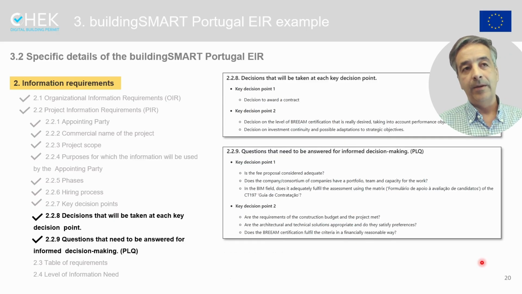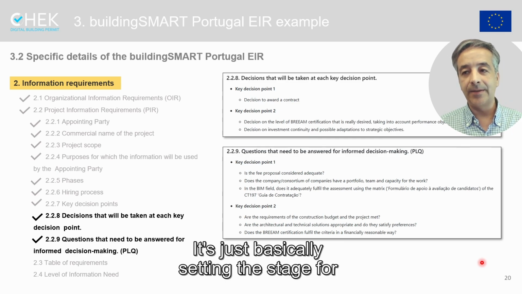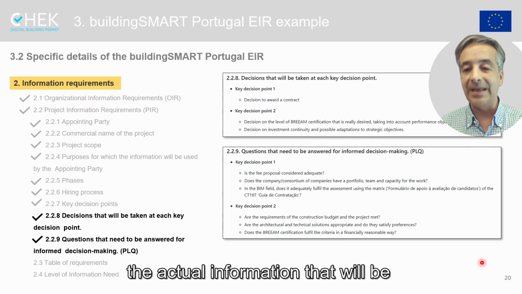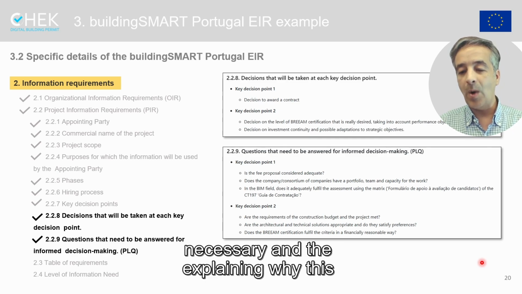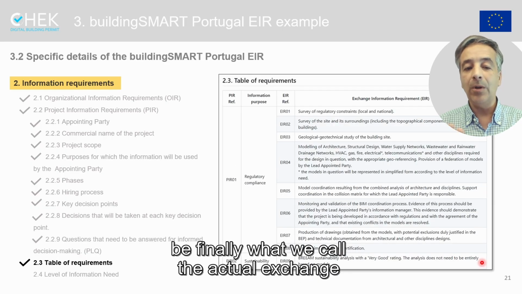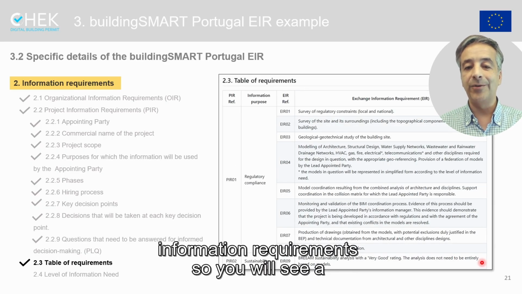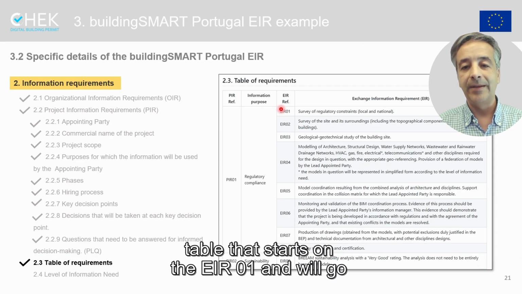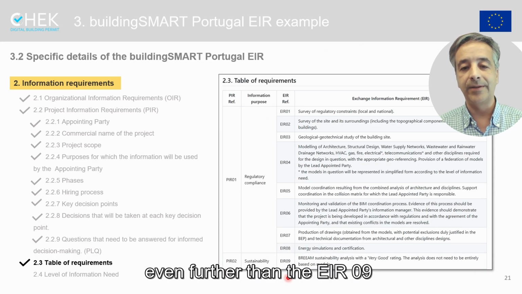So here, it's basically setting the stage for the actual information that will be necessary and explaining why this information is necessary. And then there will finally be what we call the actual exchange information requirements. So you will see a table that starts at EIR 01 and will go even further than EIR 09.